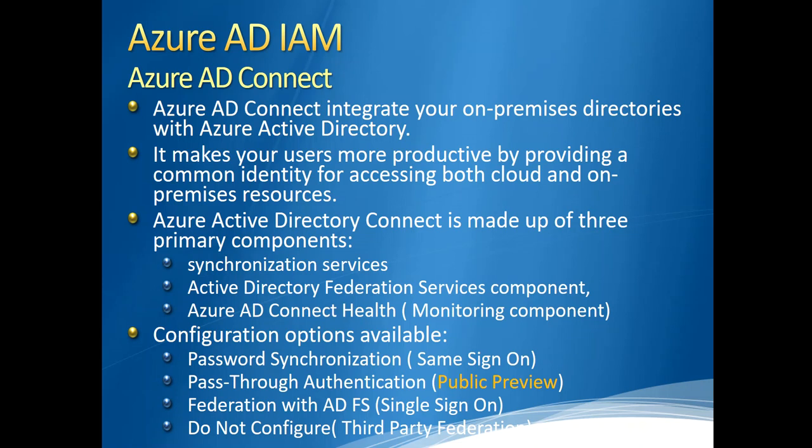The third option that you get in Azure AD Connect is federation with ADFS, Active Directory Federation Services, which, as I said, maybe we'll cover in future sessions. And finally, the last option is Do not configure. If you have a third-party federation service provider and you want to configure with that, you will select that option when you're installing your Azure AD Connect.